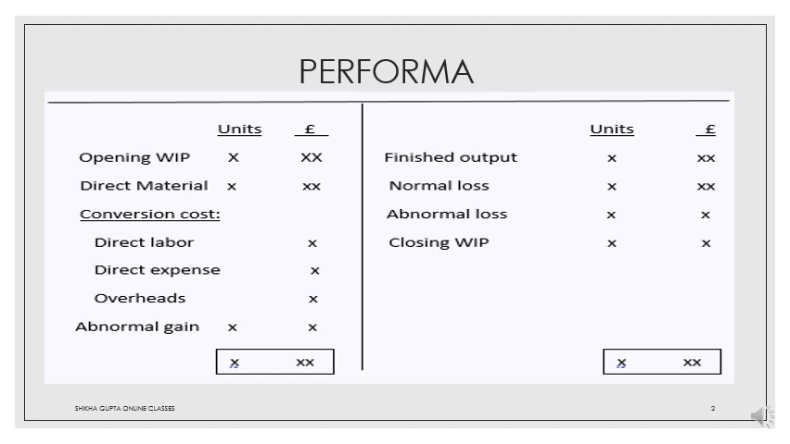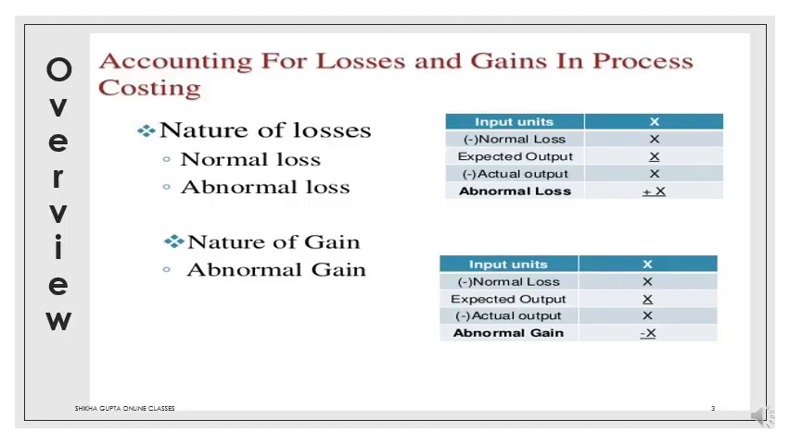So the balancing figure will be the abnormal loss or abnormal gain. Normal loss is usually given to you, that is the amount which is expected to be lost. So the balancing figure either could be abnormal loss showing on the credit side, or abnormal gain which is depicted on the debit side. So let's move on. This is the only slide which gives you a brief overview of the accounting for losses and gains in process costing.